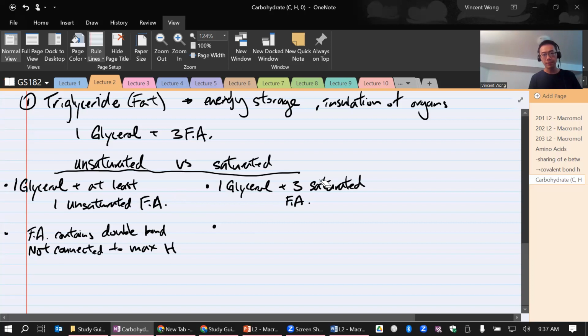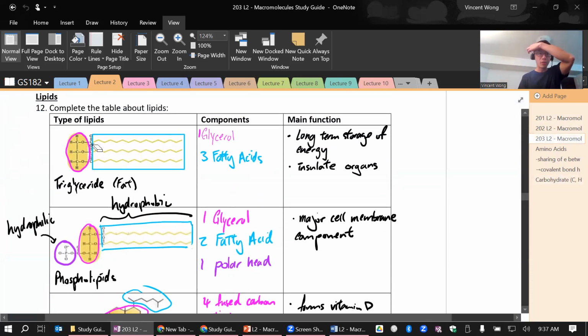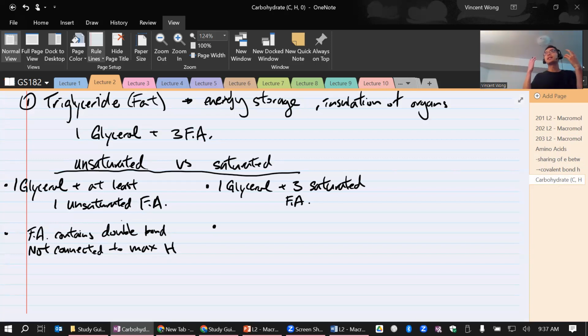Can I repeat that, please? Repeat this last part here. Okay. So the fats is 1 glycerol. Let me show you a picture. The fats is 1 glycerol with 3 fatty acids, right? The fatty acids can be saturated fatty acid or unsaturated fatty acid. Unsaturated fatty acid means it has a double bond to it. That's all. When it has a double bond, that means it's not connected to as many hydrogen as possible. There are still room for hydrogen. That's basically what it means.